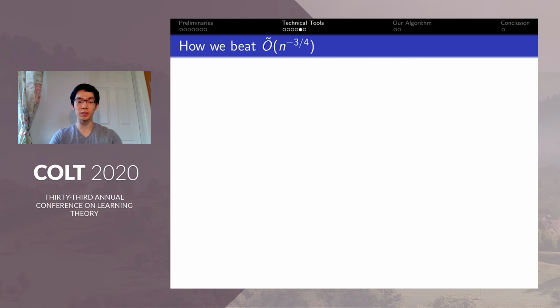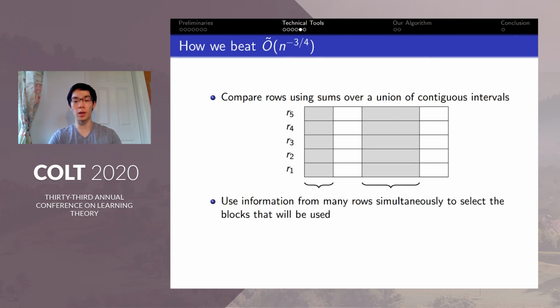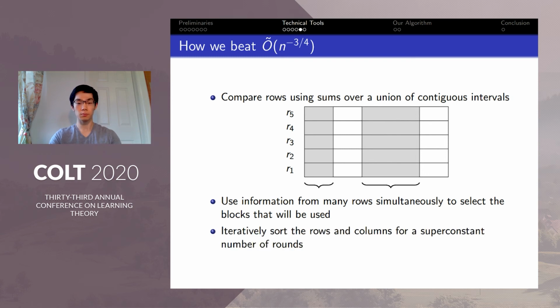So we introduced several new ideas to overcome these barriers. First, instead of considering just sums of contiguous intervals, we compare rows using their sum over a union of contiguous intervals. And then to overcome the pairwise comparison barrier, we use information from many rows simultaneously. So we use global information to select the set of contiguous intervals that we then use as a test function.